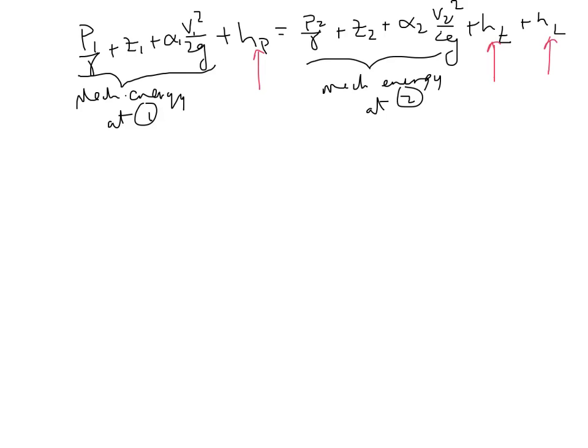Now, this is in the flow direction. This is important to note. Flow is from 1 to 2. Otherwise, everything needs to be reversed.